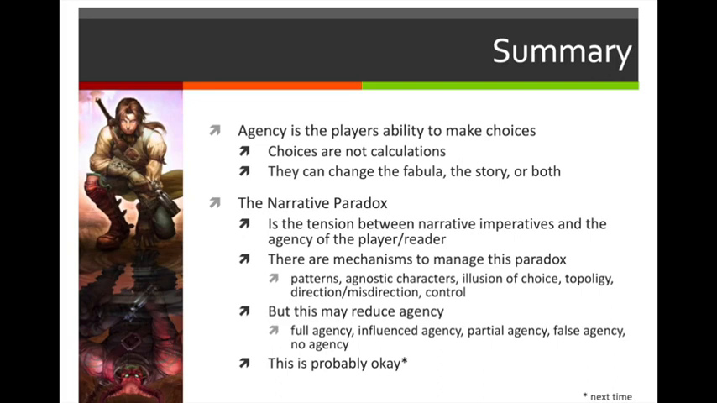So in summary, we've seen that agency is the player's ability to make choices. We've seen that choices are not calculations and they can change the fabula of the story or both. And we've talked quite a lot about the narrative paradox, the tension between what the narrative needs and what the player can do. And we've looked at a number of mechanisms to manage this by using, for example, patterns, the illusion of choice, topology, etc. But this may still reduce agency. But this is okay. This is probably okay. As long as we are managing agency effectively, I think if we have points of false agency or points of no agency or partial agency, that's acceptable within the game environment, if it makes the overall experience work and the narrative and the game work together.